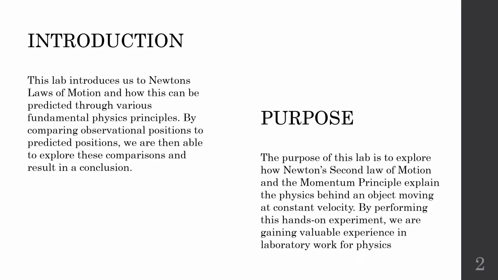In this lab, we will be focusing heavily on Newton's second law of motion, which states force equals mass times acceleration, and the momentum principle stating momentum equals gamma times mass times velocity, to justify our findings of a constant velocity in the system. The purpose of this lab is to use these principles firsthand to understand how a constant velocity can be achieved realistically in the system with a rolling ball on a flat plane.